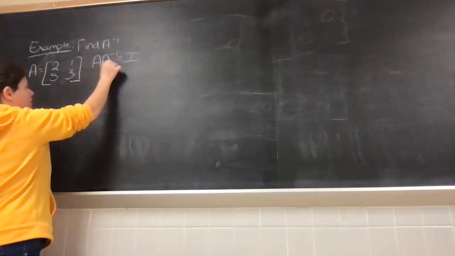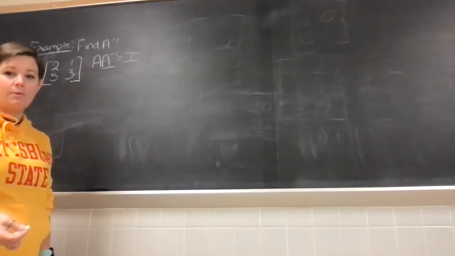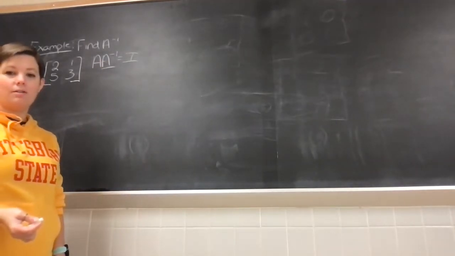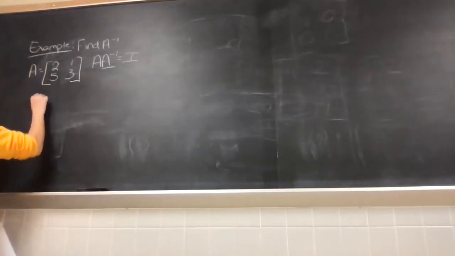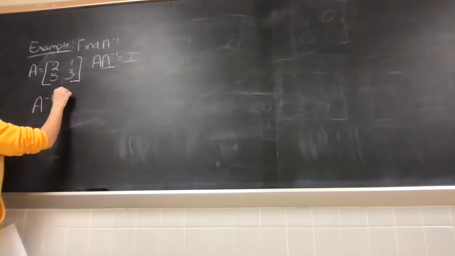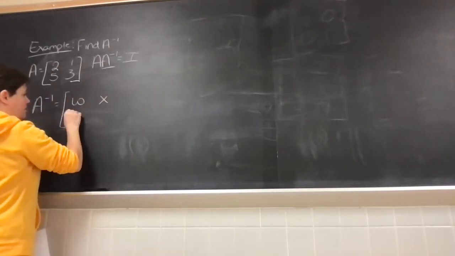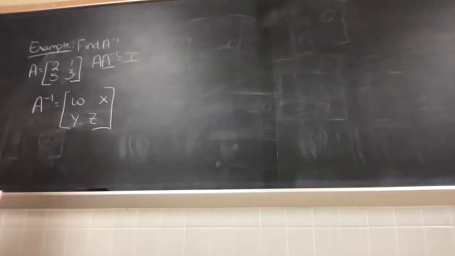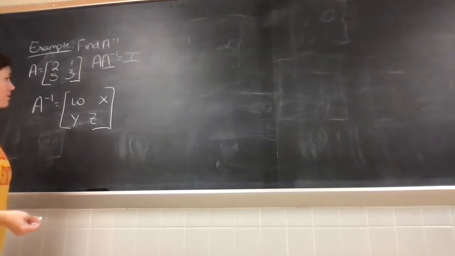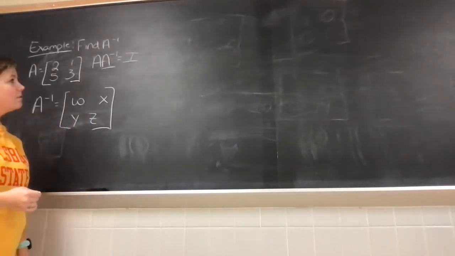So this multiplicative inverse is kind of like our variable. We don't know what the value is yet of that, and that's what we're going to figure out. So I'm going to let A inverse simply be a variable matrix, W, X, Y, Z. So it's a matrix that's just full of variables. That way I can solve for each of those values here in just a few minutes.